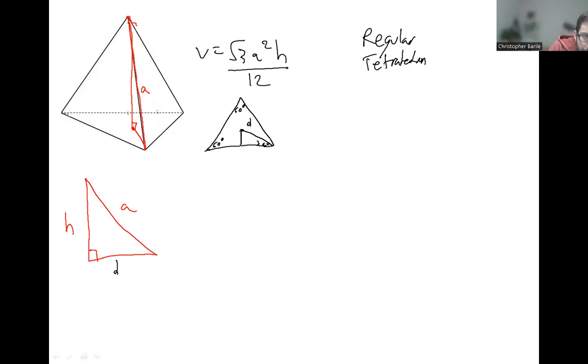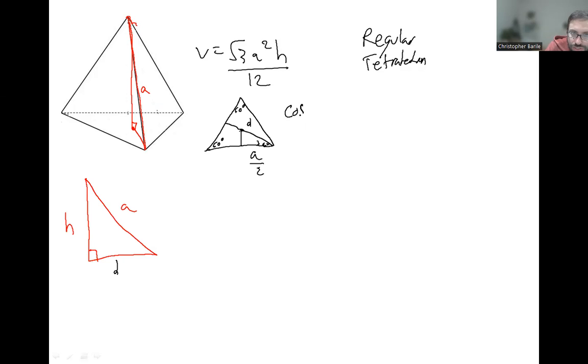The interesting thing about this triangle is that anytime we draw a line here coming at a 30-degree angle, we're cutting this length of the edge in two. So this length right here from here to there is going to be A over 2. And so that allows us now to figure out what D is.